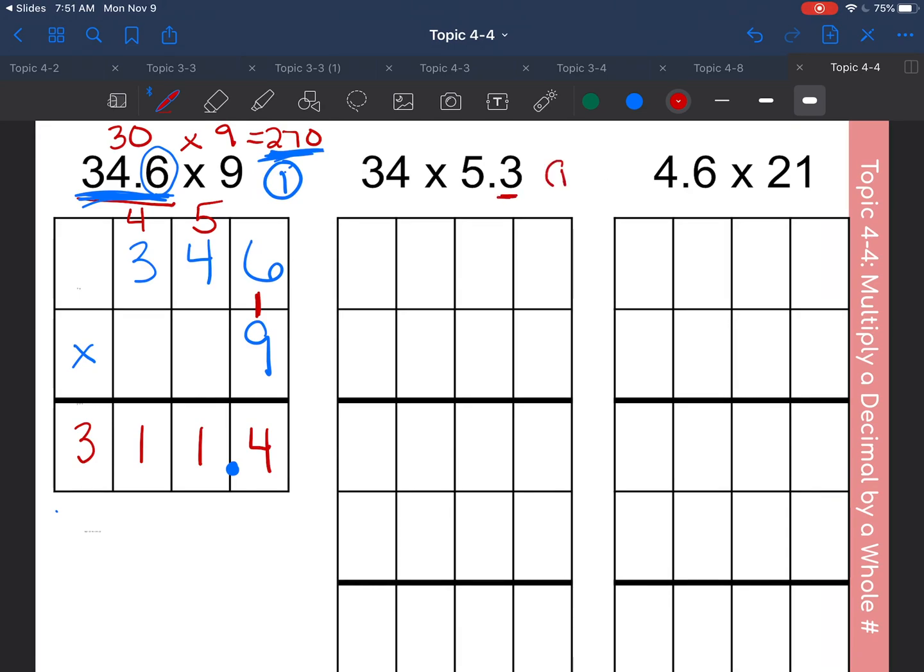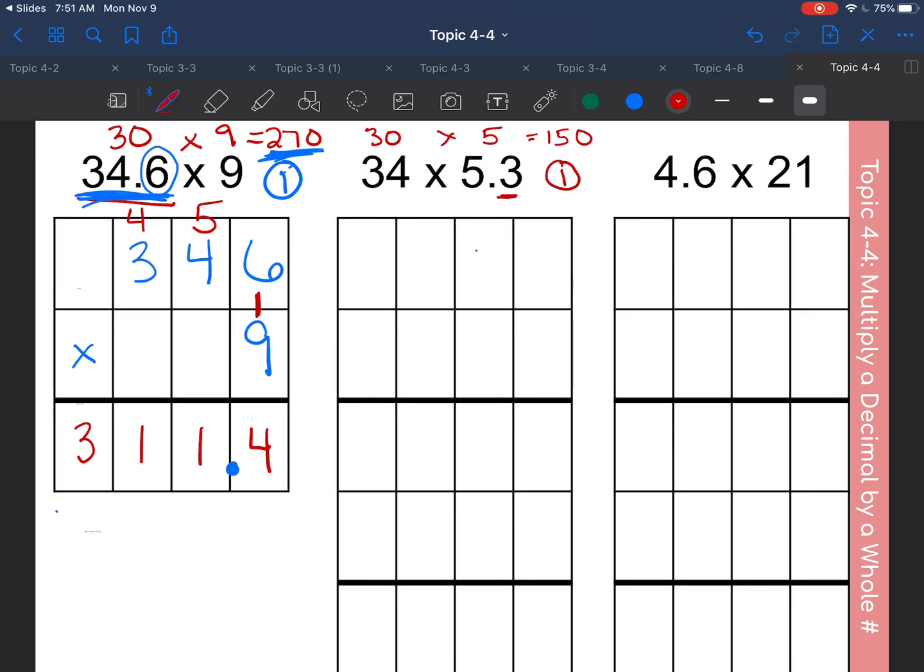5 and 3 tenths has 1, so there's 1 decimal place. Now let's estimate. 34 is around 30. 5 and 3 tenths is around 5. So 5 times 3 is 15. Add the 0, it's 150. So our answer is going to be around 150.